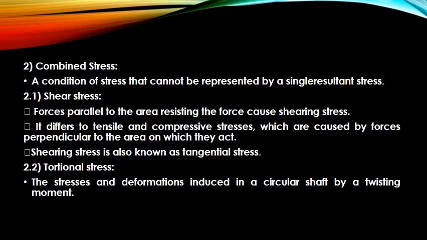After that, the combined stress has a second type, known as the torsional stress. These are the stresses and deformation induced in a circular shaft by a twisting movement. An example is any rubber band which you twist. After twisting, the rubber thickness gets reduced, and if we apply more twisting, that rubber can elongate and cut into two pieces.